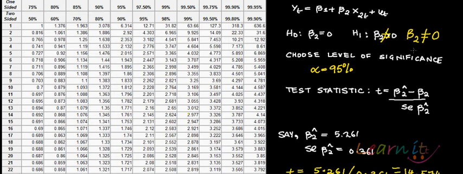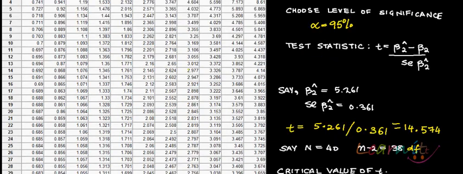Your test statistic is t, which is beta 2 hat minus beta 2 upon standard error of beta 2 hat. Beta 2 hat is the value which you will get on regression. Standard error is the standard deviation of beta 2 hat, and this you have already calculated in our earlier example, the one-tail t-test. So t will come out to be 14.574.